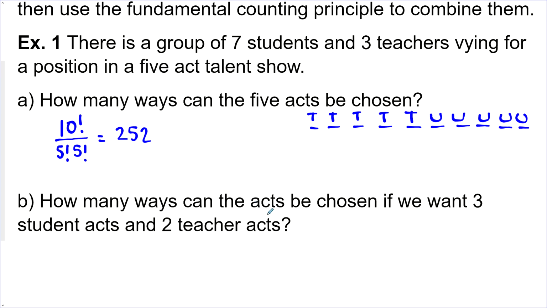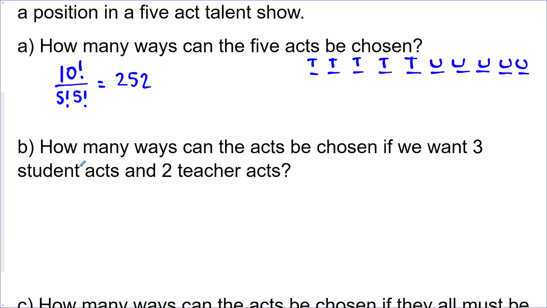How many ways can the acts be chosen if we want 3 student acts and 2 teacher acts? So if we want 3 student acts specifically, then we're going to treat the student group and the teacher group differently here. So we have 7 students, 1, 2, 3, 4, 5, 6, 7, but we only want 3 of them, so we'll call 3 of them T's, and the other 4 we'll call U's. For the teacher group, there's only 3 teachers, 1, 2, 3, and we're going to take 2 of them, 1, 2, and 1 of them will be left out.